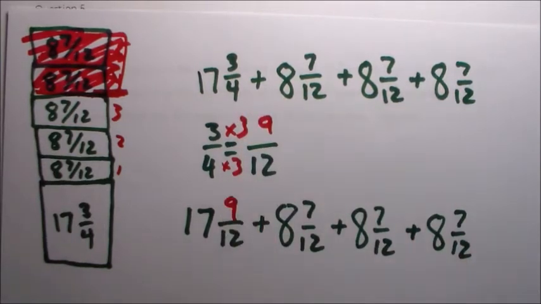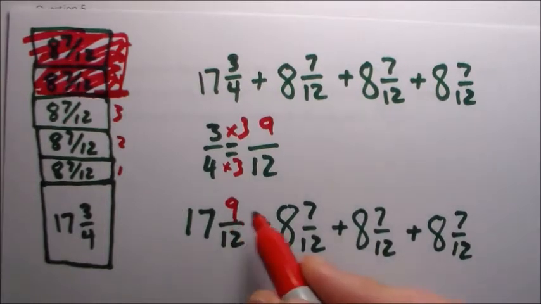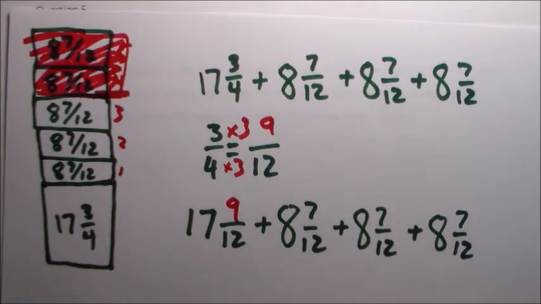Again, you could just multiply 8 7/12 by 3, and then add that to 17 3/4. But to really hammer home how to add mixed numbers, and then convert a mixed number with an improper fraction to a mixed number without an improper fraction, I'm going to do it this way. Okay, 17 and 9/12 plus 8 and 7/12, 7/12, and 7/12. We add 9 plus 7 plus 7 plus 7, and we get 30.